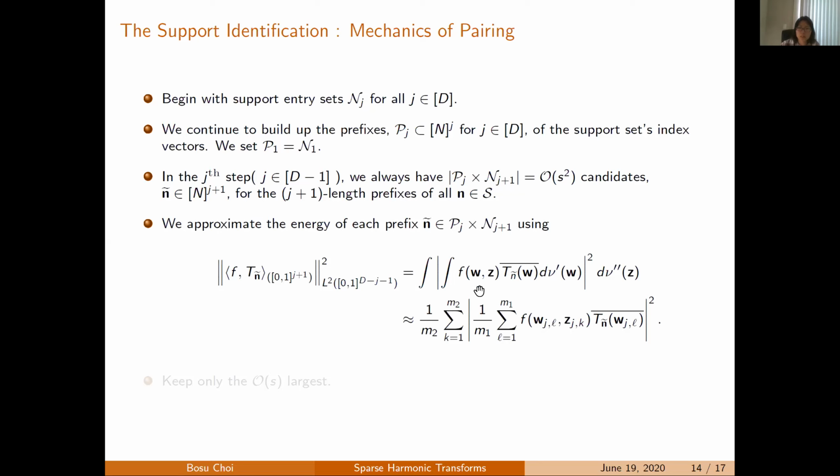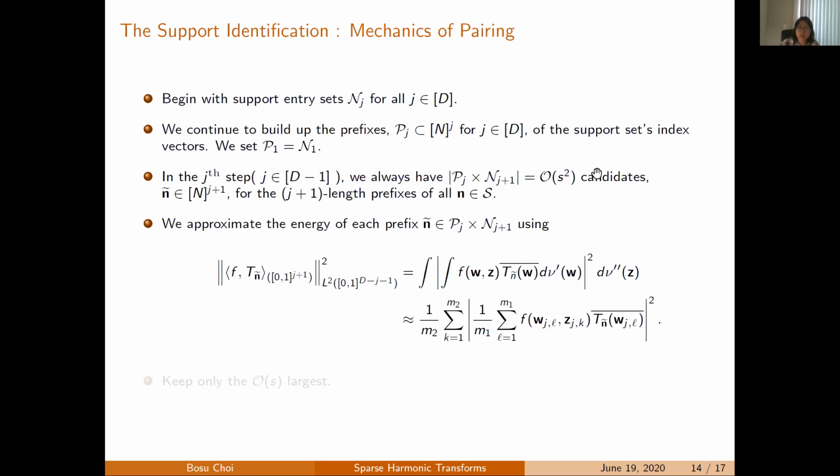Then it can be written as this double integral, and numerically we approximate this using the double sum. Here, M1 and M2 are chosen large enough to satisfy the restricted isometry property. But to suppress the coherence, M1 should scale quadratically in the sparsity S, and M2 should scale linearly in S. So we need S cubed samples for each energy estimation.